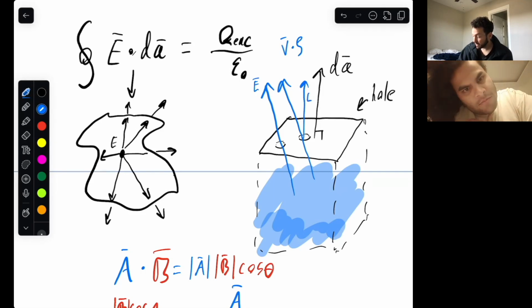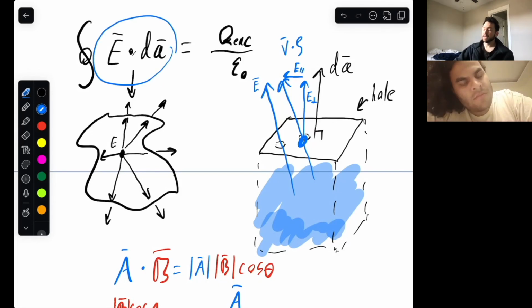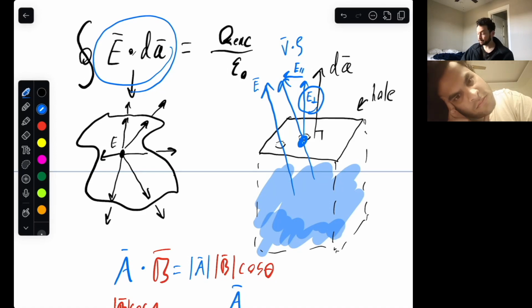Then this is what we can call E perpendicular. It's the amount of E that's actually punching through the surface. See, at this location, there are two components. There's an E parallel, which does not flow through the surface, and there's an E perpendicular that does flow through the surface. And by doing the dot product between the electric field vector and the area vector, you're only finding the amount that punches through the surface, and you're multiplying that by the small amount of area. Okay?